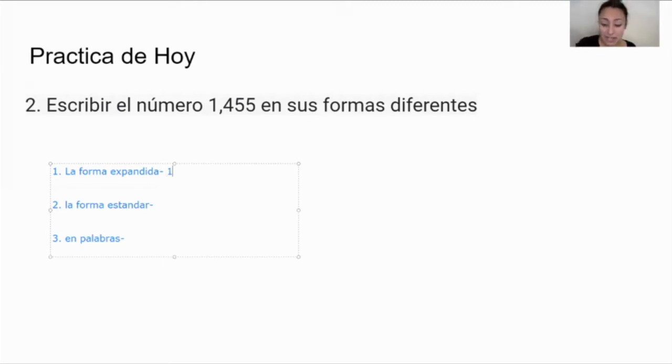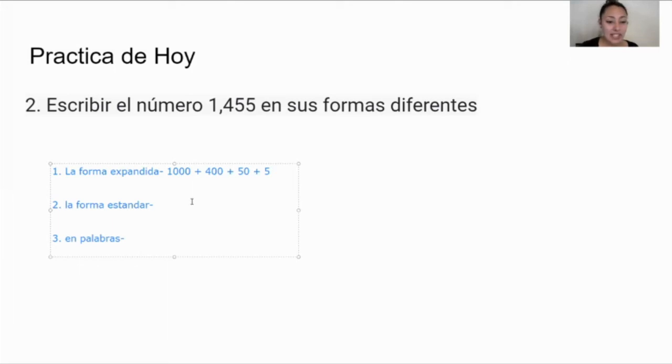Eso sería 1000. Y sé eso porque hay una coma en el número y eso me quiere decir que es un número más grande y que va a tener un número al lado izquierdo, que significa que aquí en este ejemplo es mi valor posicional más grande. Luego, sé que hay 400 yendo hacia la derecha, 50 y mis unidades de 5.